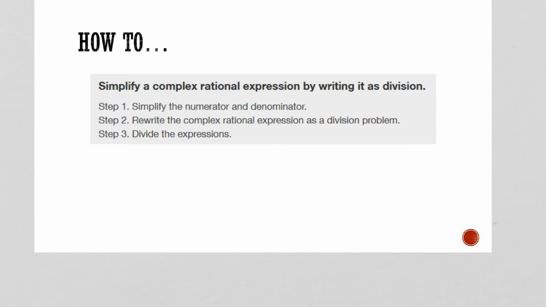All right, so this is just a page telling you what we've already been doing. To simplify a complex rational expression, you simplify the numerator and the denominator, which is what we've been doing. Then we rewrite the complex rational expression as a division problem, and then you divide the expressions. Keep the first one, change your sign to multiplication, flip your second one.